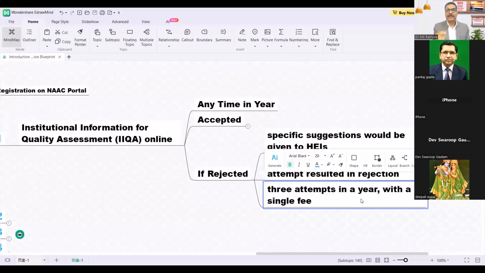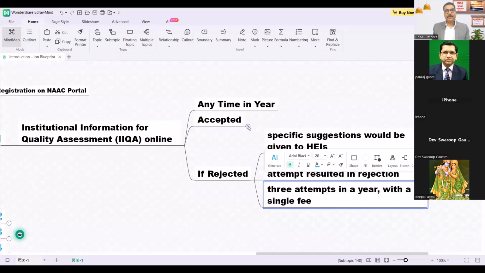Then they will ask you about the number of faculty members and their cadre ratio: professor, associate professor, assistant professor, teaching and non-teaching staff. Then they will ask you about the number of students enrolled year-wise. All this information is to be provided there, and if there is a problem here, the NAAC IIQA can be rejected. So we have to take care of all these things. These are fundamentally the basic information about the institution.